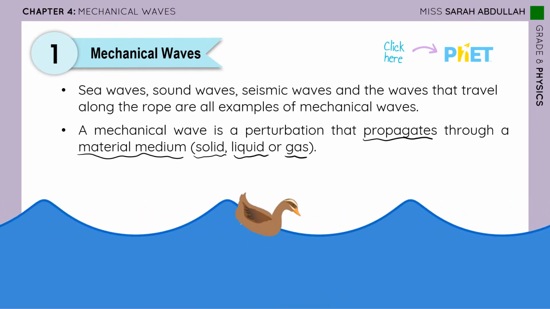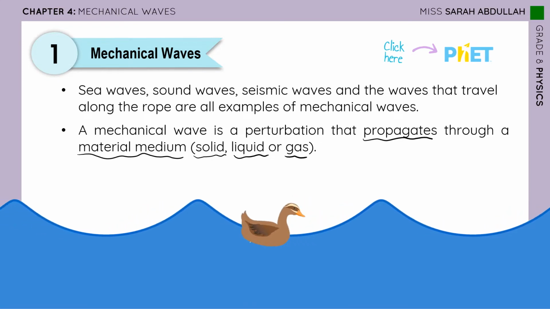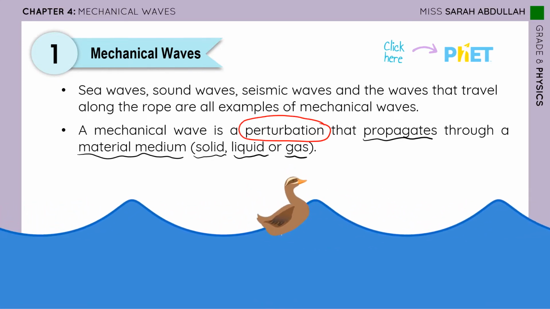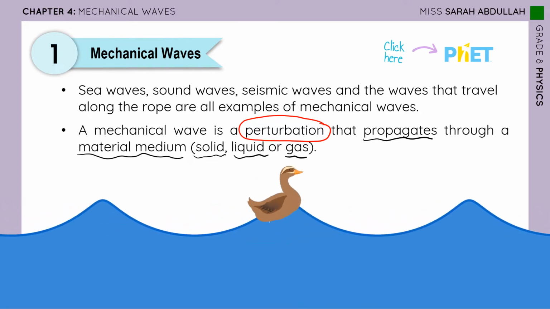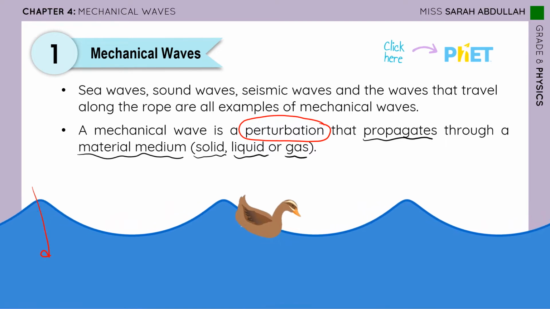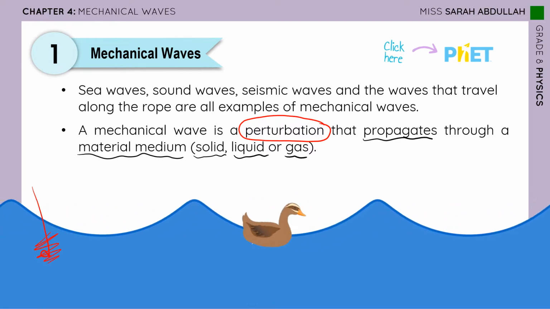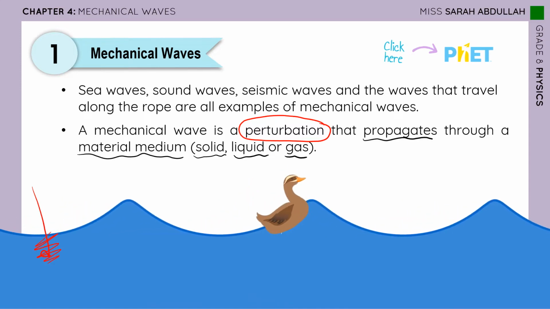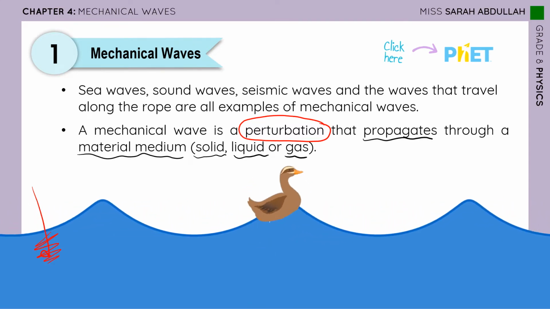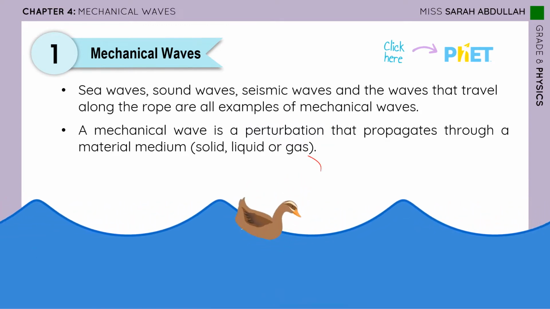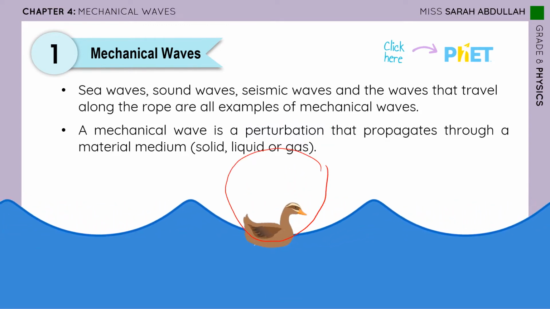Okay? So a wave is simply a perturbation, which means a disturbance that propagates through a medium. So if you put your hand in water and shake your hand, you will see that you are shaking the water, so you will be creating sea waves, or water waves.